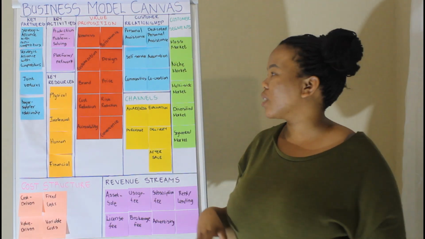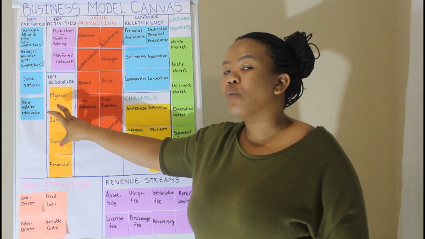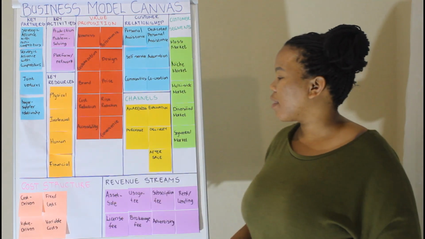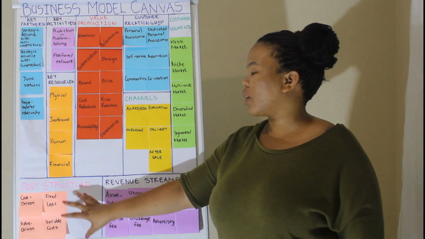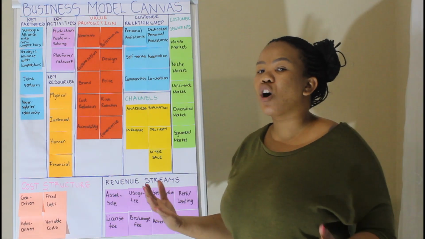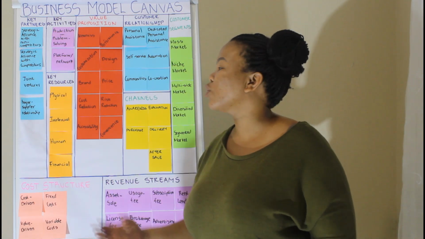Or who are your partners that actually give you certain resources that your business currently does not have? And then you have cost structure, which refers to what are the most important costs that you need to pay for, because without them maybe your business model will just fail.